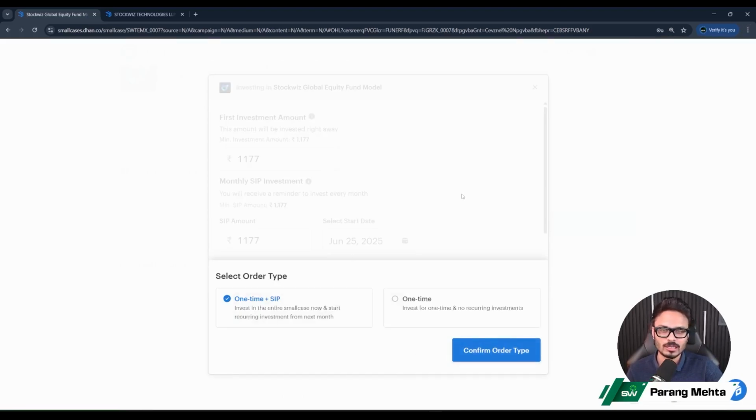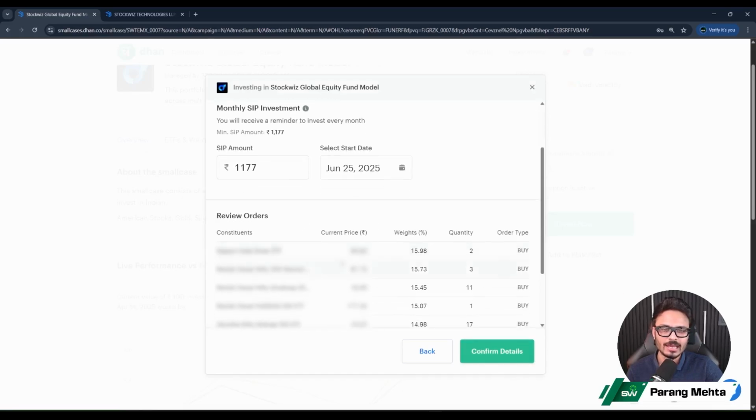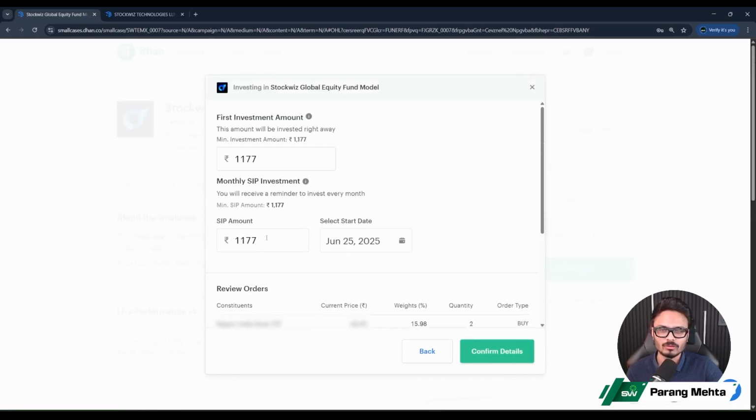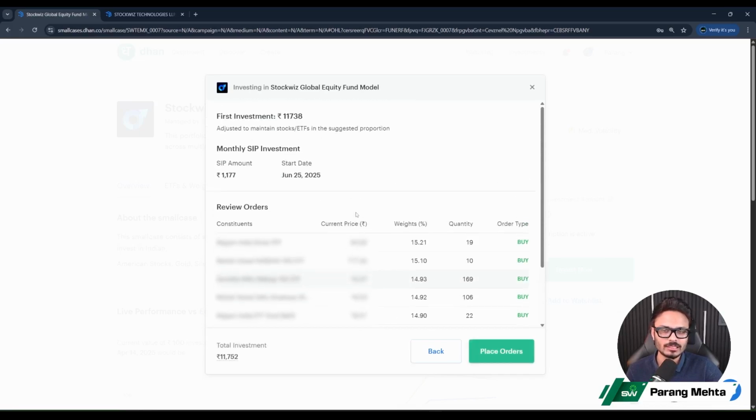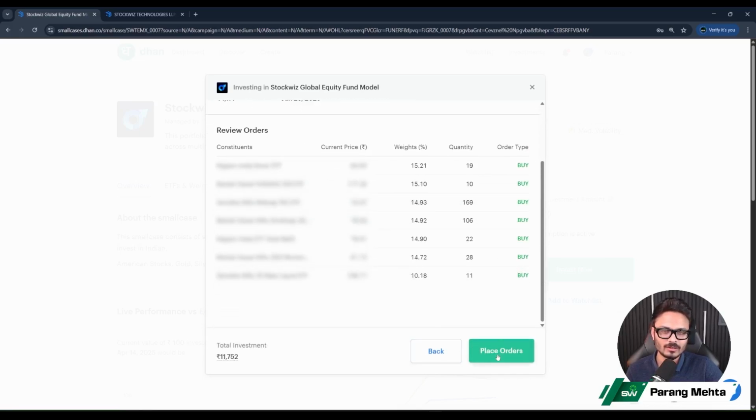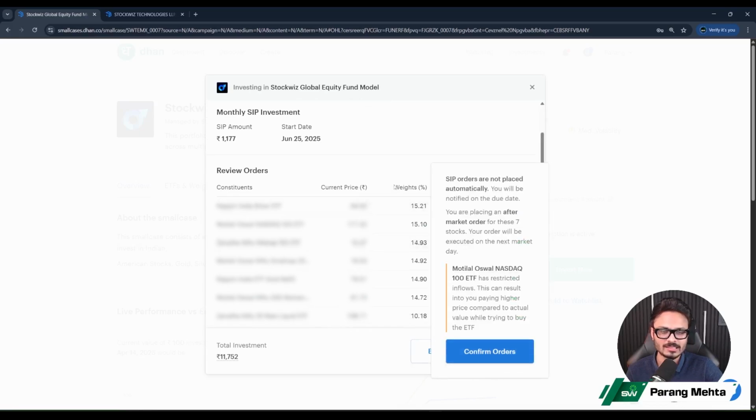So I'm just going to click on confirm order type, and then I'm going to be deciding what amount of units I want, right? So let's say I want to do it 10 times. So my SIP amount and my first investment amount are going to be different. I'm going to be investing this much, and my SIP amount is, let's say, this much, right? And I'll click on confirm details. It is going to auto populate all the details. I'm going to click on place orders.